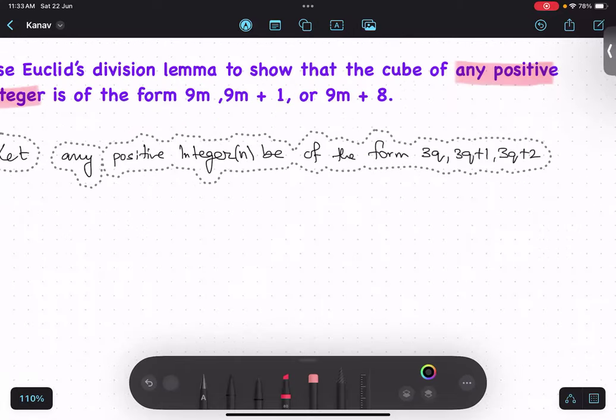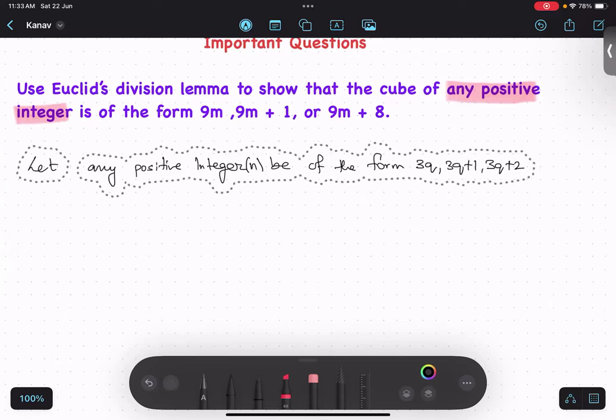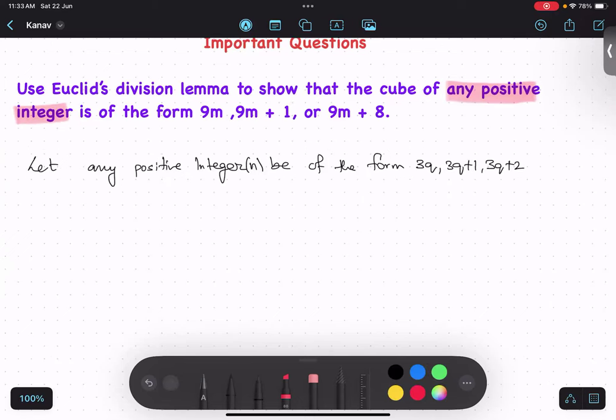Let any positive integer be of the form 3q, 3q plus 1, 3q plus 2. Again, three cases will be formed. Case number 1, n equals 3q. Now, this time the question is saying cube, so I have to cube it.